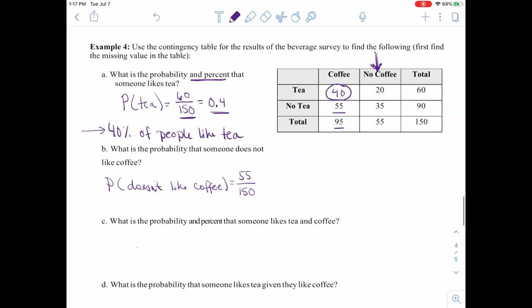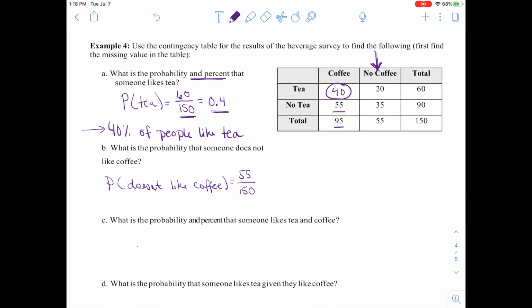C. What is the probability and percent that someone likes coffee? Okay, here's this piece. Or I read it backwards, likes tea and coffee. So I'm going to say probability, tea and coffee. So I need to find where these overlap. So where do tea and coffee intersect? Right here. So that's the only place, because remember, they both have to be true.